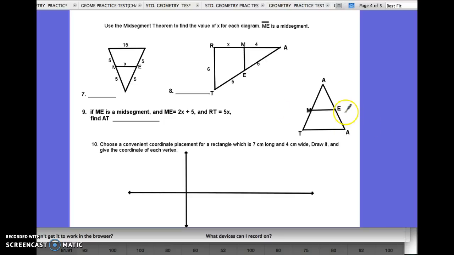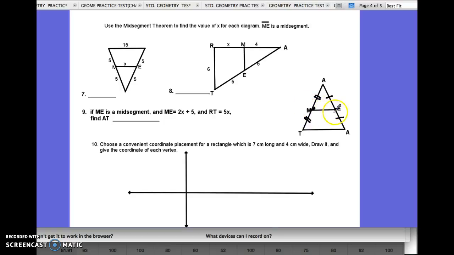How about the mid-segment? The mid-segment of a triangle, say this with me, the mid-segment of a triangle is actually a segment joining the midpoints of two sides of the triangle. So M would be a midpoint, and E would be a midpoint. Whenever you're a mid-segment, you just know that this is a midpoint. That means this is the same as this. This being a midpoint means that AM, length AM, is the same as length MT, because this is a mid-segment.